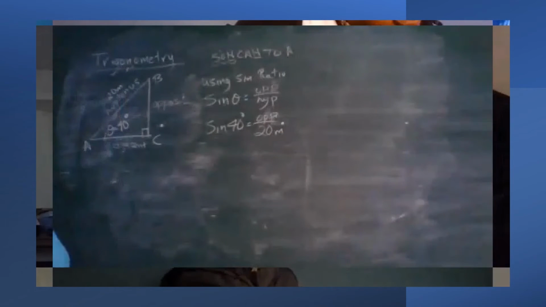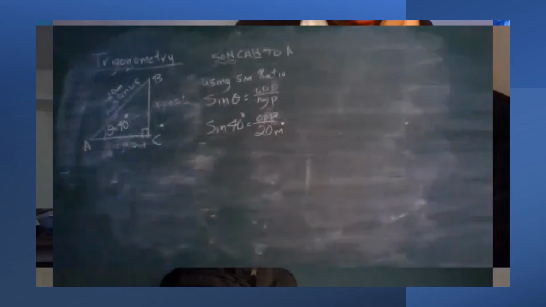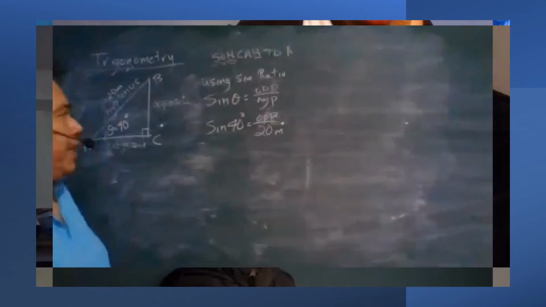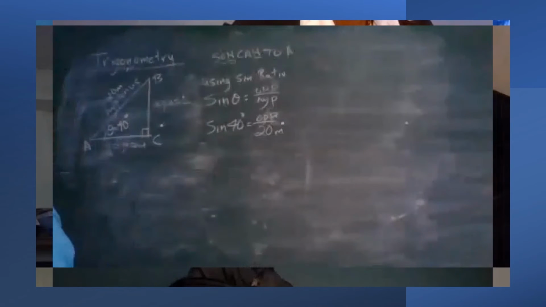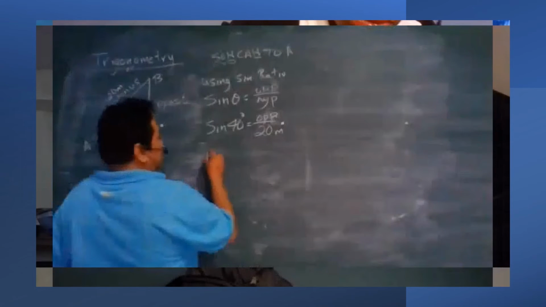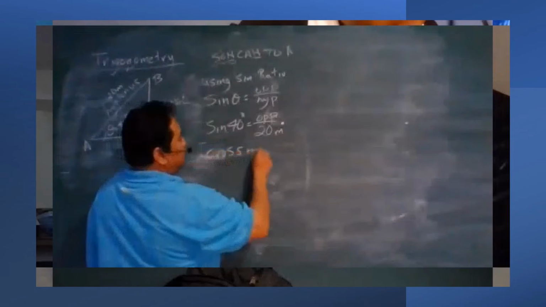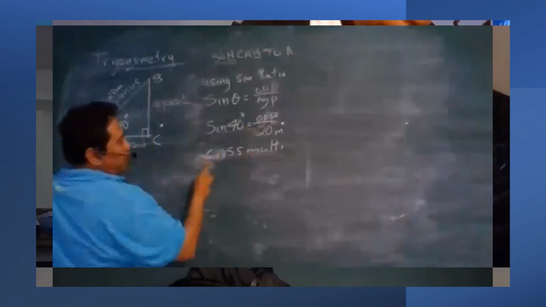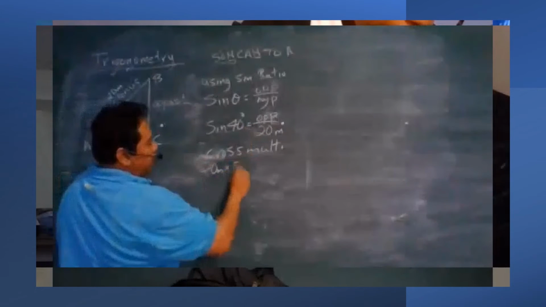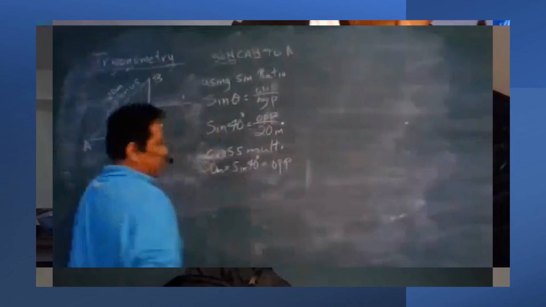So I want the opposite to be the subject of the formula. And remember, we did transpose before. So this would be a case 4, where we have a division. So I will multiply, or cross multiply. Let's do cross multiplication so it's easier. When I cross multiply, I'm going to have 20 meters times the sine of 40 degrees equals opposite. Okay?